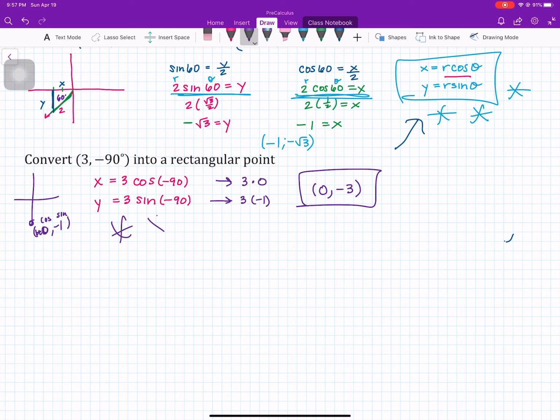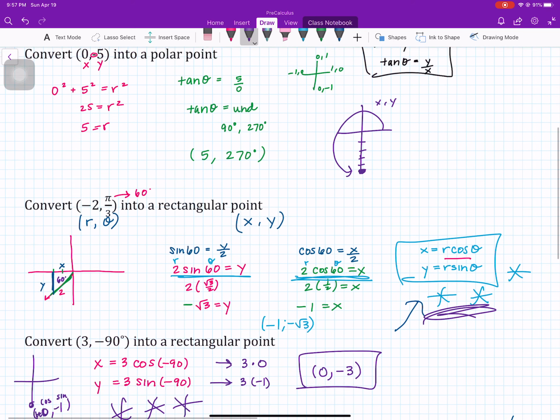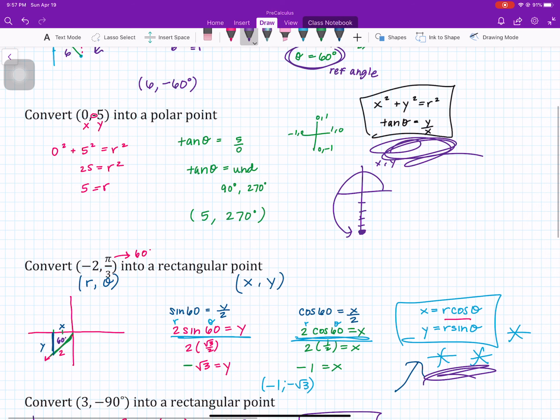Once you know your formulas and you get comfortable using them, they are actually a lot easier. So go ahead and make sure you have this written down in your notes. That's going to come in handy later, and these written down in your notes as well.